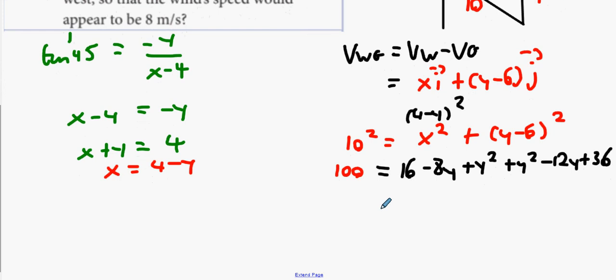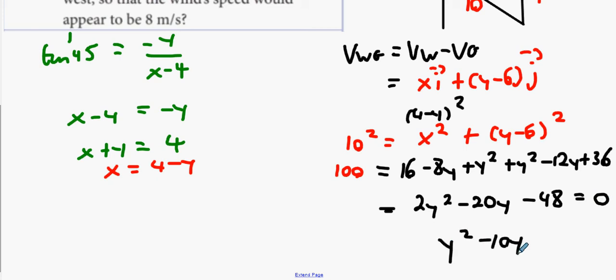Then we get 2y squared minus 20y. 16 plus 36 is 52, and 52 minus 100 is minus 48. We'll say that equals 0. Divide by 2, that's a 24, and it's going to be 2 and 12.